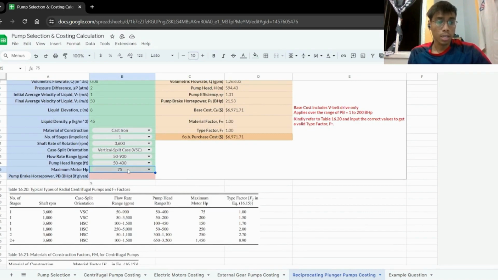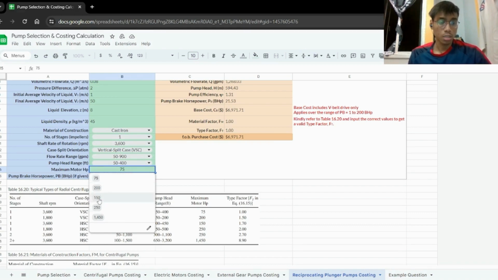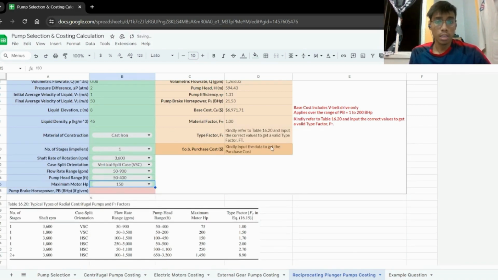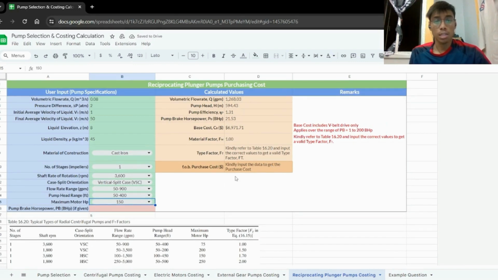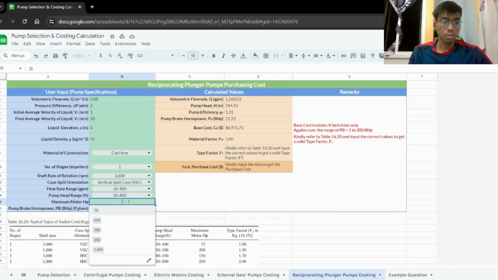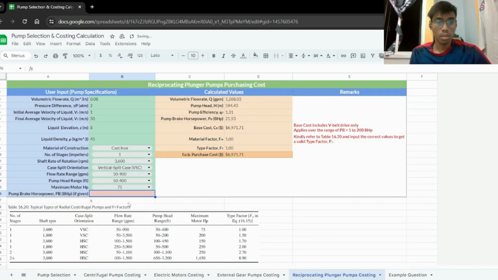So in case that the user wrongly inputs the value for maximum motor HP, which is 150, then the output will show that the user needs to input the data again to get the purchase cost. So kindly refer to the table. So back again to the original, which is 75. So the FOB purchase cost is given here.